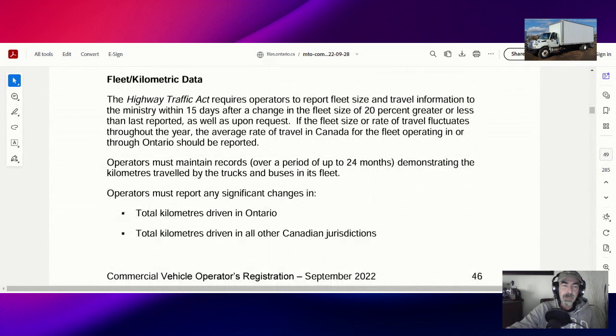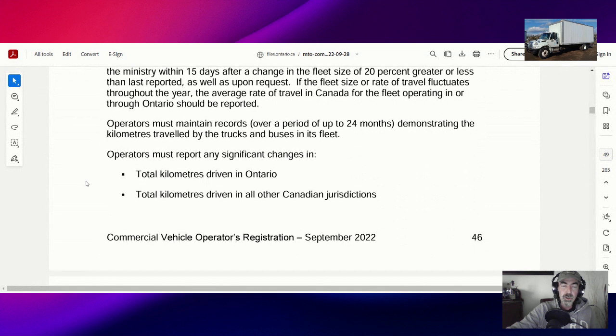Fleet/kilometric data. The Highway Traffic Act requires operators to report fleet size and travel information to the ministry within 15 days after a change in the fleet size of 20% greater or less than last reported, as well as upon request. If the fleet size or rate of travel fluctuates throughout the year, the average rate of travel in Canada for the fleet operating in or through Ontario should be reported.